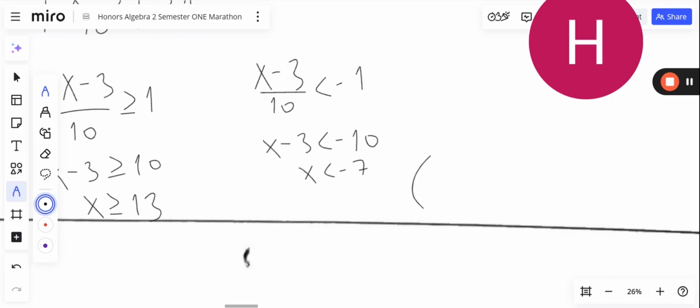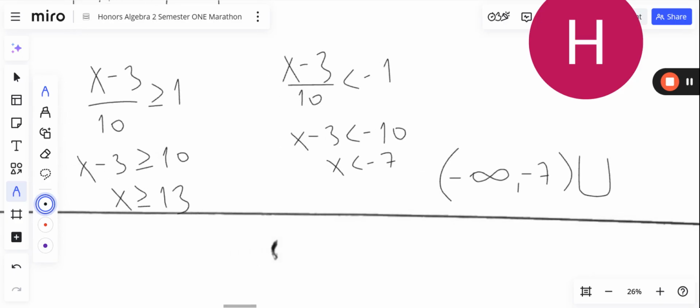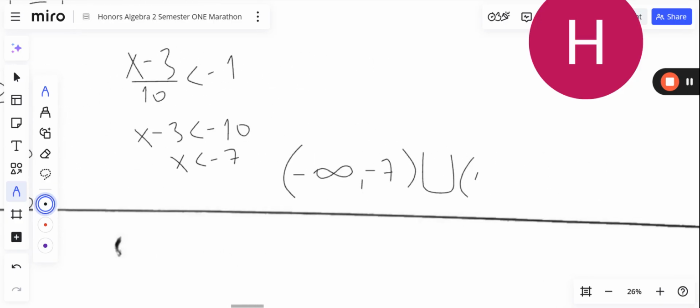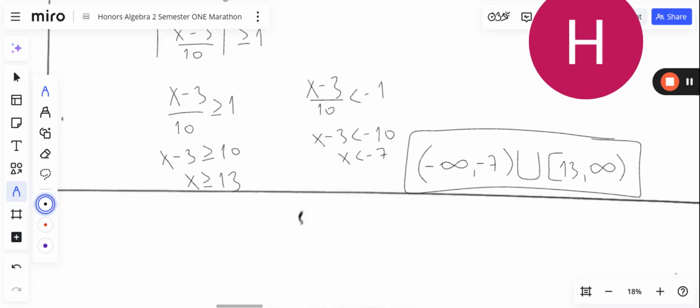And so that's going to carry us from negative infinity to negative 7, but not including negative 7. If it were including, we would have a little line underneath here. We do not have that. And we're going to union this with the space from 13 with a bracket, because there is an equals on the inequality. So from 13 to positive infinity, and that's going to be the interval that we take for this.